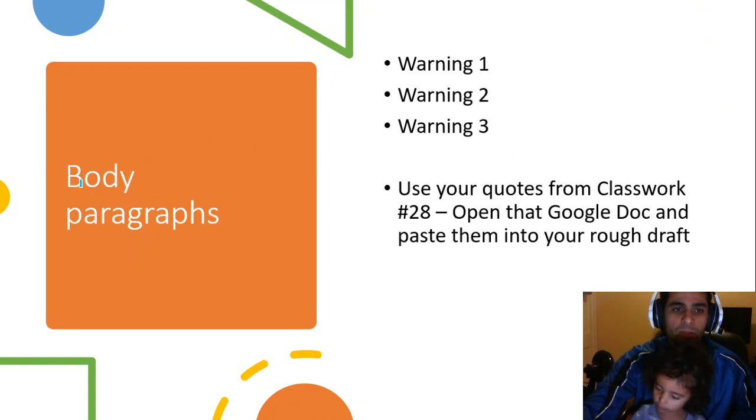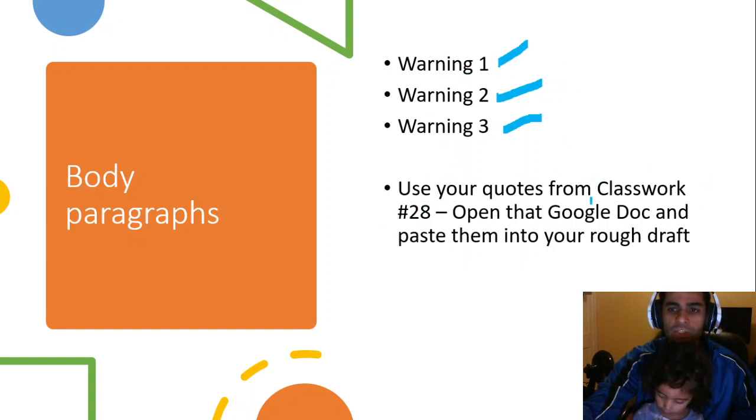Now here's what you're going to do in your body paragraphs. First body paragraph, of course, you're talking about your first warning. The next body paragraph, you're talking about the second warning. And the third body paragraph, you're talking about the third warning. So these are the 3 different topics that you chose in class yesterday. In each paragraph, you're going to have a quote.